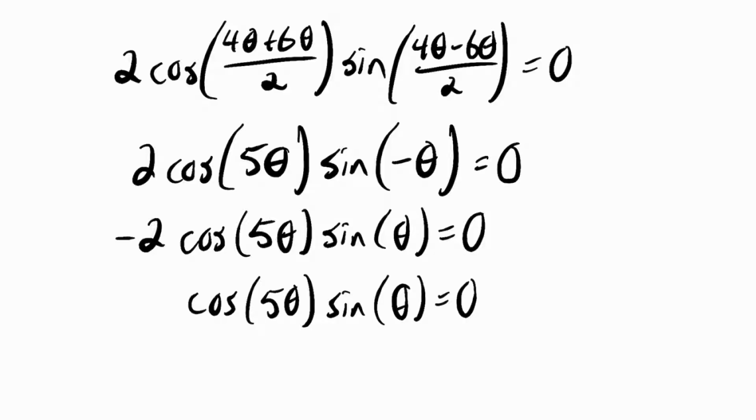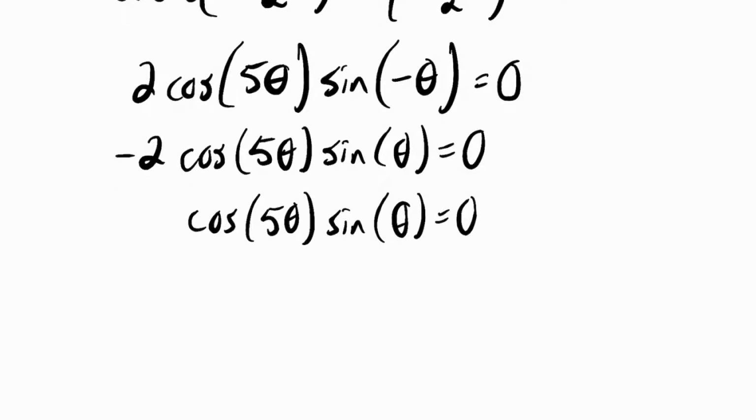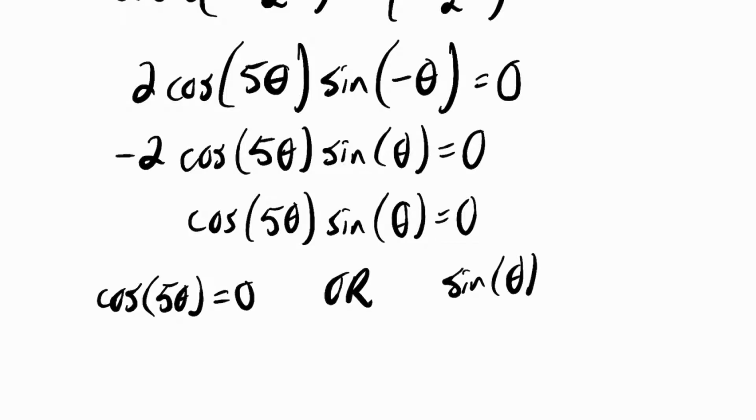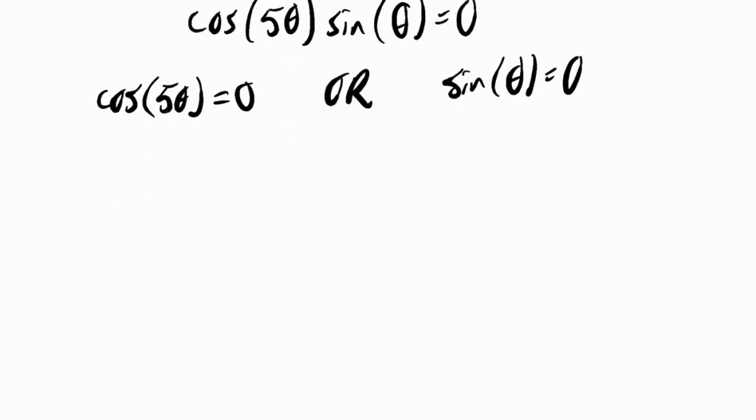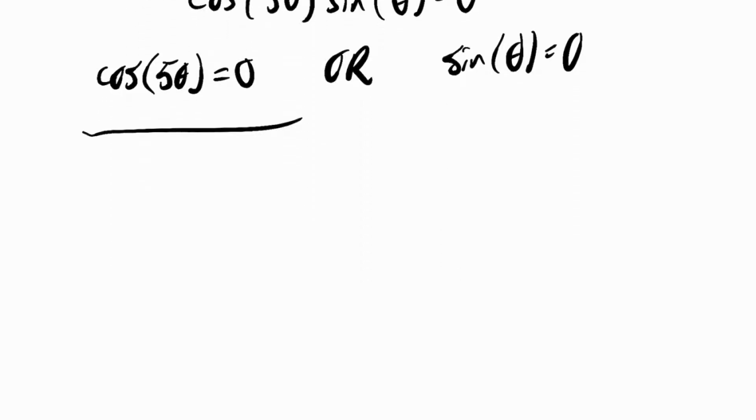So at this point, I need to use a trick from algebra. If you have a product in an equation, something times something equals 0, then you know at least one of those somethings has to be 0, or maybe both, potentially. So I know that cosine of 5 theta equals 0, or sine of theta equals 0. Okay, and I can solve these 2 equations separately. So we'll focus on this one because it's a little bit more involved than the other equation.